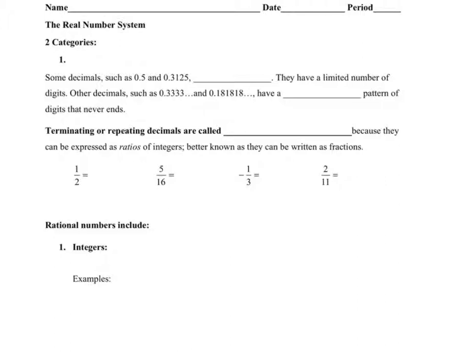Today we're going to discuss the real number system. Now, there are two categories in the real number system. The first category is rational numbers. So let's discuss what rational numbers are.